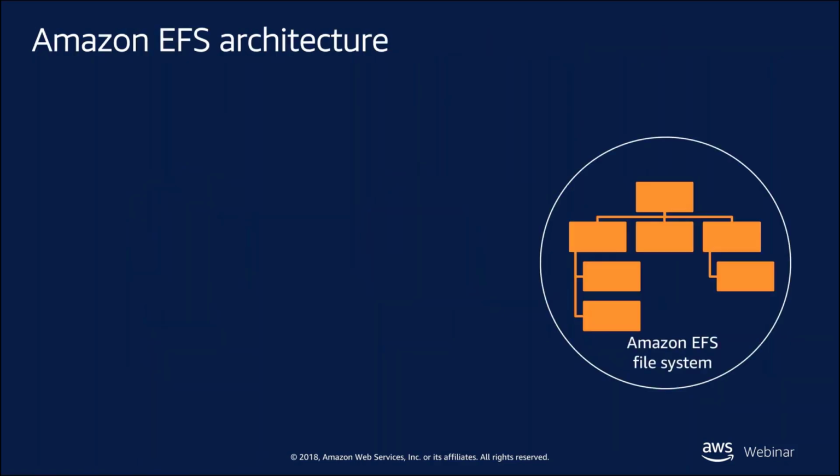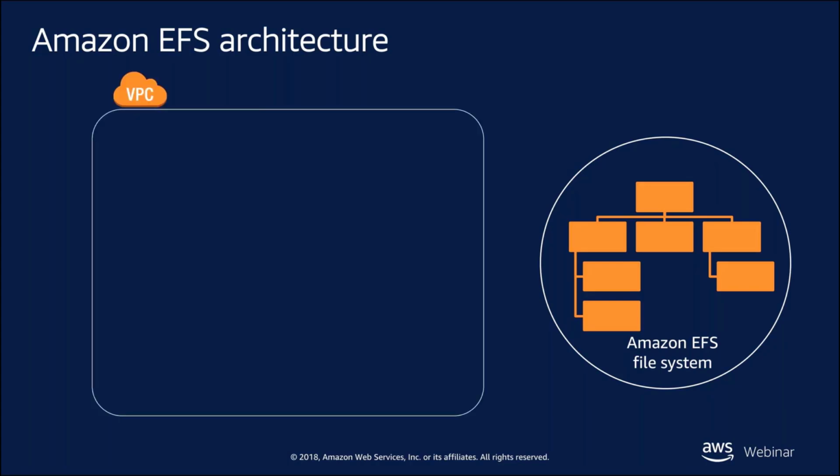So if we take a look at the architecture of EFS, when you create an EFS file system, you create it within a region. You don't create it within a VPC. It's a regional construct. So once you create a file system, it's there. Problem is, you can't get access to it right now. There's no way to access it. So how do you access an EFS file system?